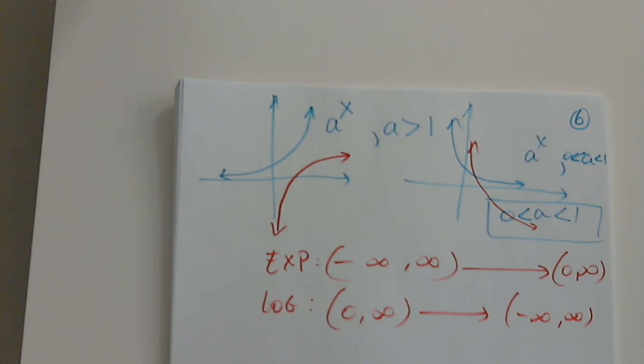So exponential function is friendly, I don't have to worry about the domain. But a log, I do have to worry about. Why? Defined on 0 to infinity. So please remember these together.